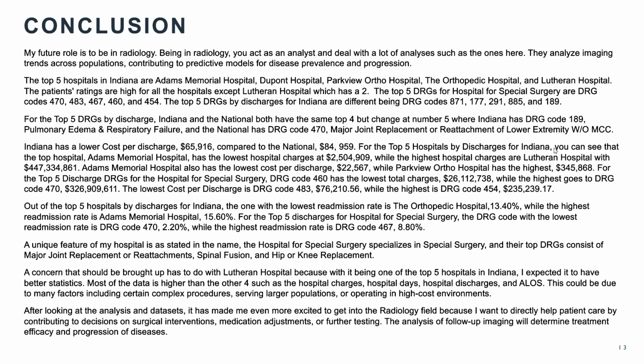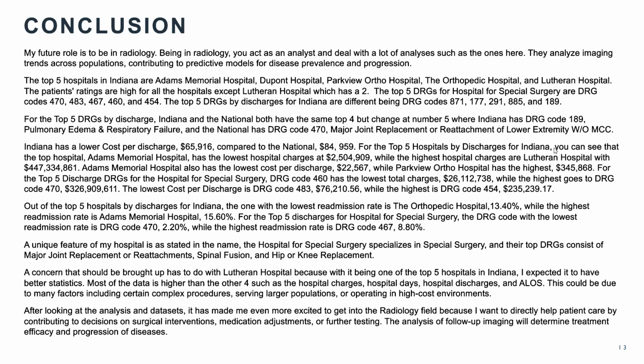The top 5 hospitals in Indiana are Adams Memorial Hospital, DuPont Hospital, Parkview Ortho Hospital, the Orthopedic Hospital, and Lutheran Hospital. The patient ratings are high for all the hospitals except Lutheran Hospital, which has a 2. The top 5 DRGs for Hospital for Special Surgery are DRG codes 470, 483, 467, 460, and 454. The top 5 DRGs by discharges for Indiana are different, being DRG codes 871, 177, 291, 885, and 189.